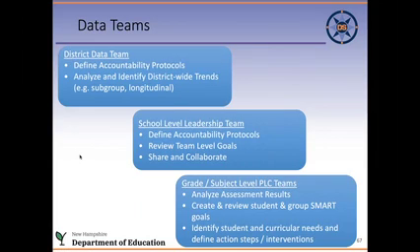So each team level looks at different data or the same data. It's different for every school. Not every district has a district data team or a school level leadership team, but most do at this point have grade level or subject level teams that look at data.